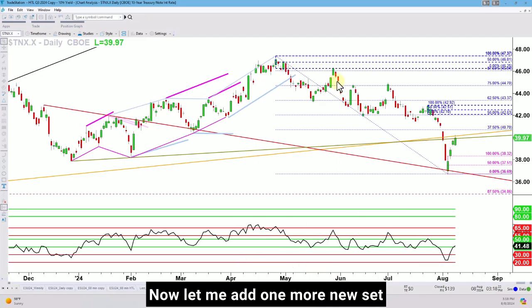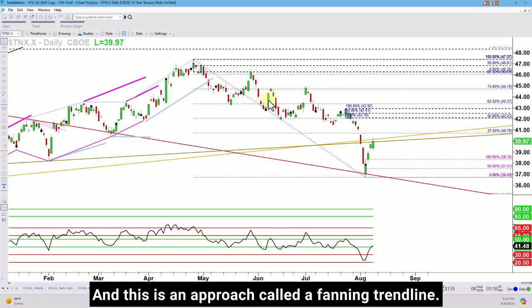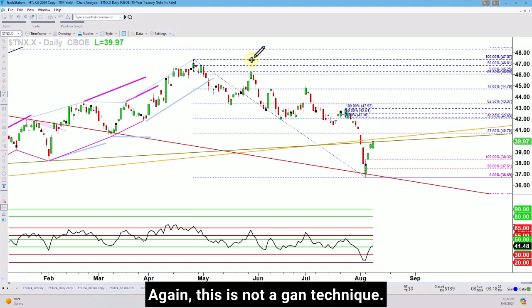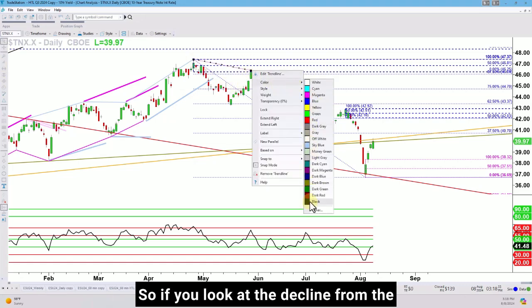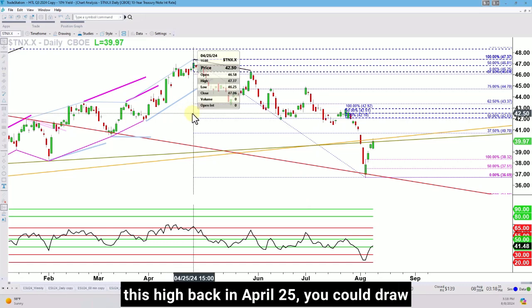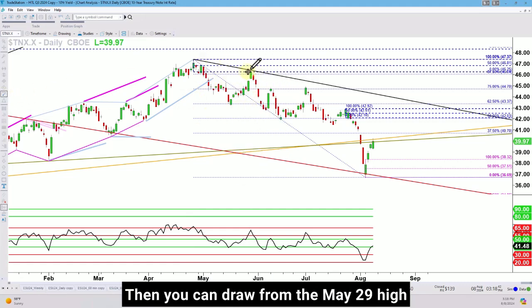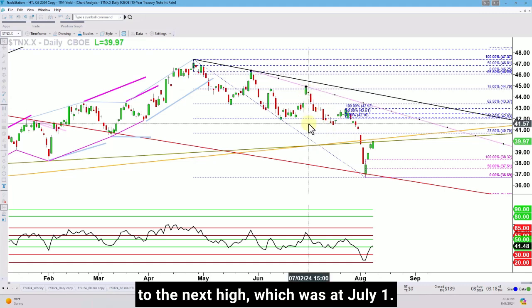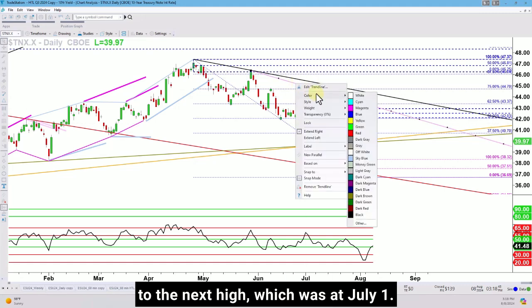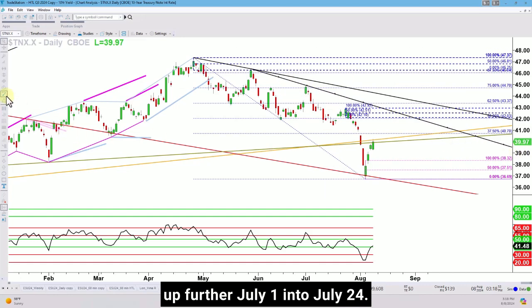Now, let me add one more new set of trend lines that you can monitor, and this is an approach called a fanning trend line. Again, this is not a Gann technique. This is just really elemental trend line stuff. If you look at the decline from this high back on April 25th, you could draw a line connecting to the May 29th high. Then you can draw from the May 29th high to the next high, which was at July 1st. Then from July 1st, it started to steepen up further.